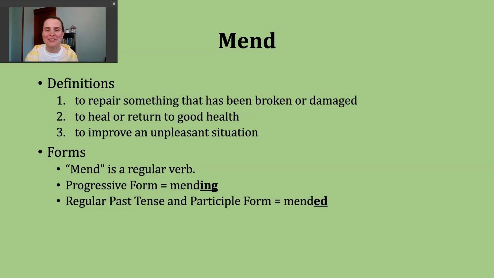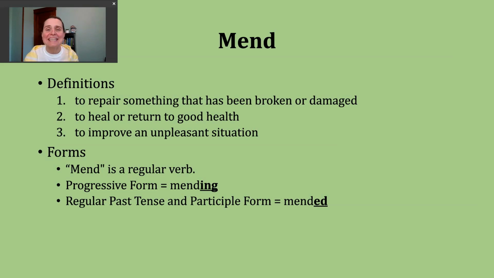A third way you'll hear mend used is to mean to improve an unpleasant situation. And many times, this unpleasant situation is sort of like a bad relationship. So you might hear about people who've had some kind of disagreement, a fight, right? And eventually, maybe they start talking, maybe there's an apology, something that improves that situation.